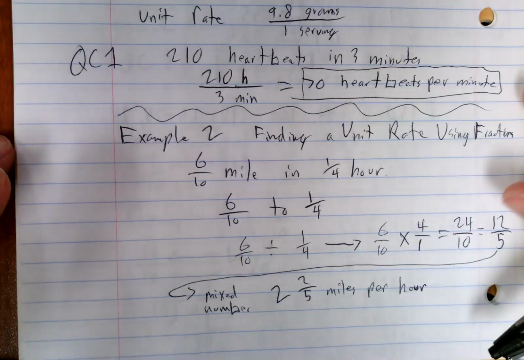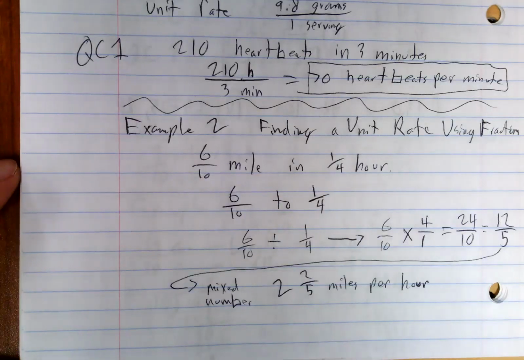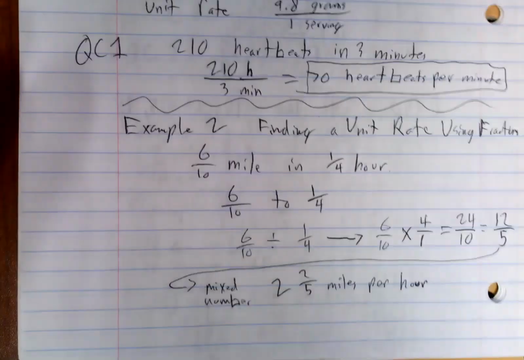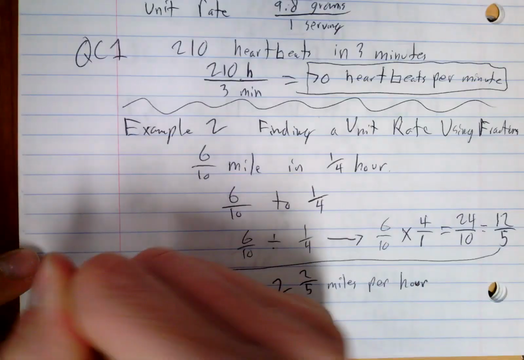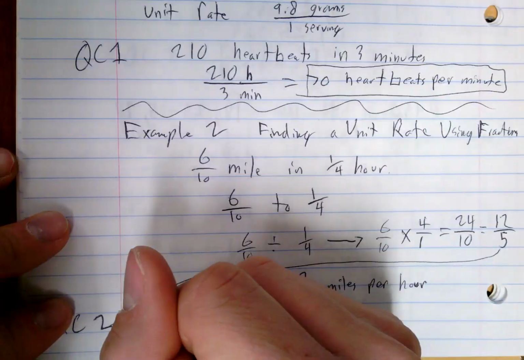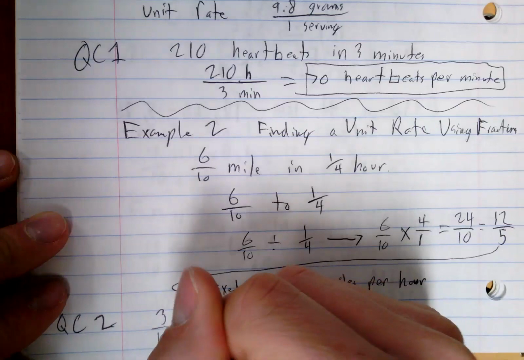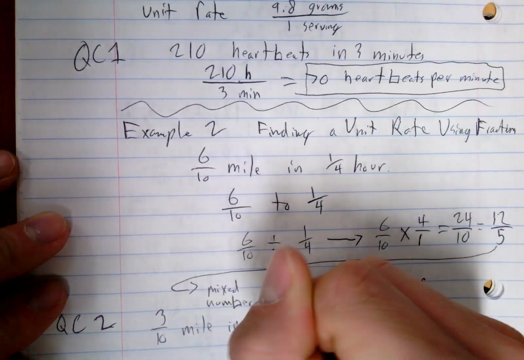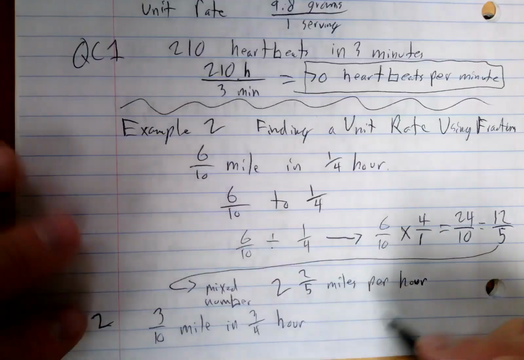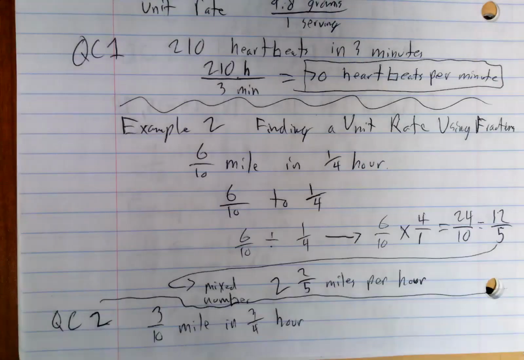Okay. Now I want you to go ahead and do quick check number 2. Go ahead and pause the video. So it says, find the unit rate for 3/10 mile in 3/4 hour. Okay, so we're going to go ahead and write a ratio.